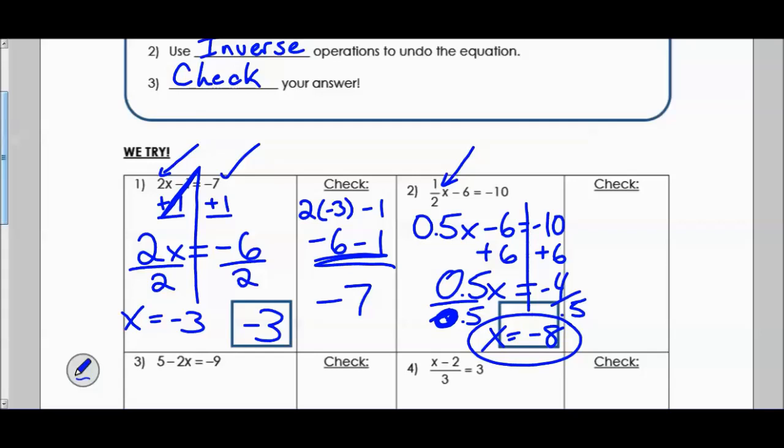Again, we can check that. 1/2 of negative 8 minus 6. 1/2 of 8 is 4, so 1/2 of negative 8 is negative 4. Minus 6 is negative 10, which means we did that right.